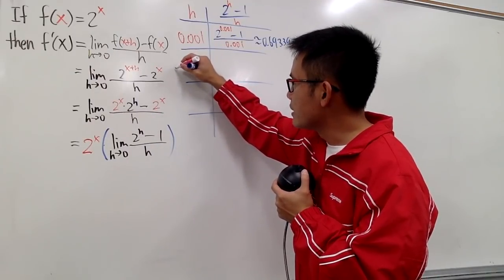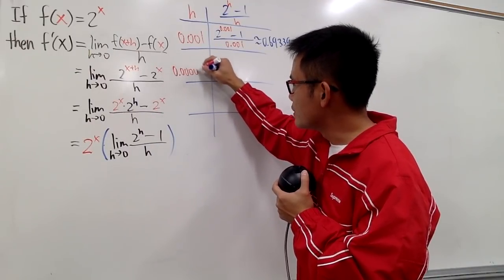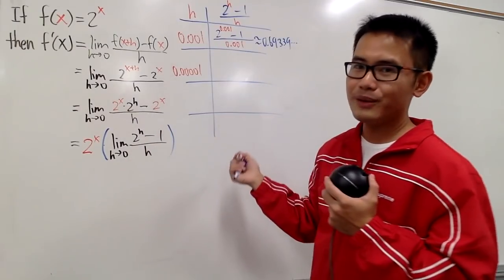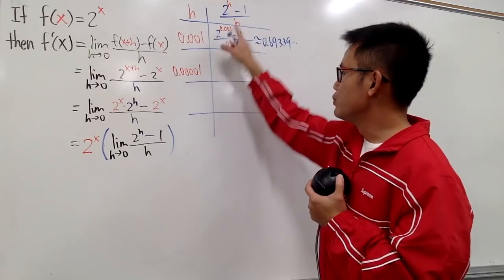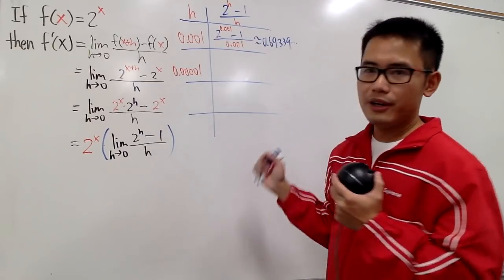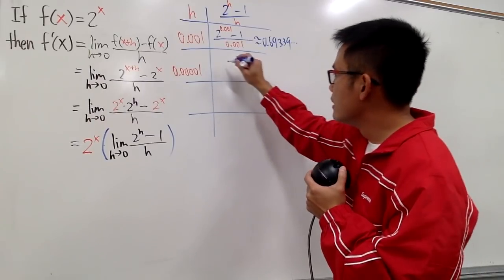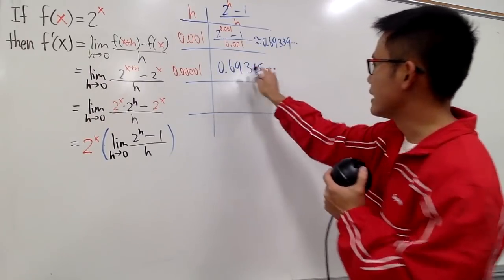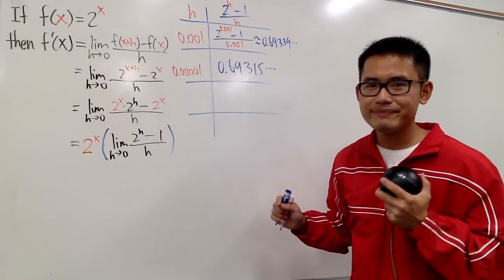So let me plug in 0.00001. This is closer to 0 than this, right? And pretty much do the same thing. And let me just tell you guys the answer. This right here is approximately 0.69315, okay? As I said, the first 5 digits right here.